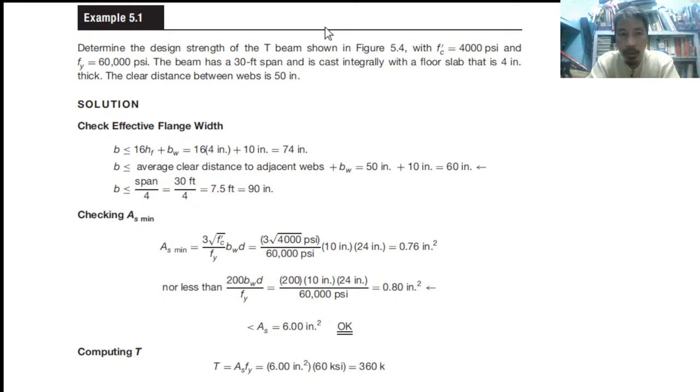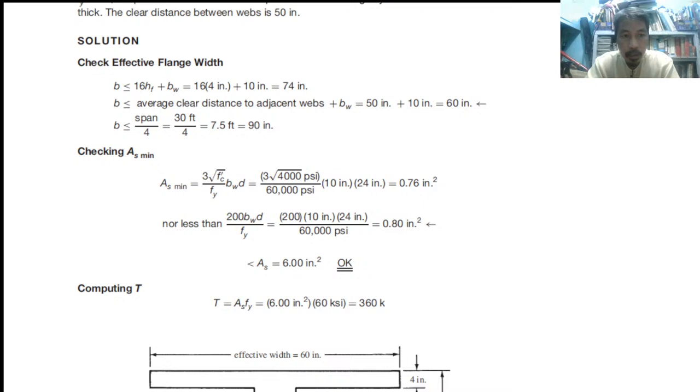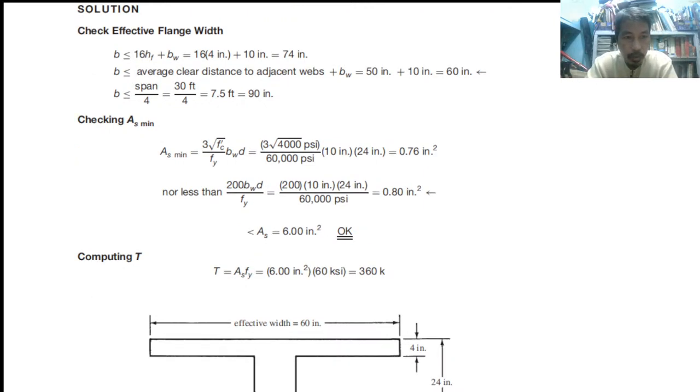I did not violate the code. I did not violate the concept because 40 is less than 60. Okay? So, I can use 40. But in this solution, the author used 60. Okay? 60. That's also good.